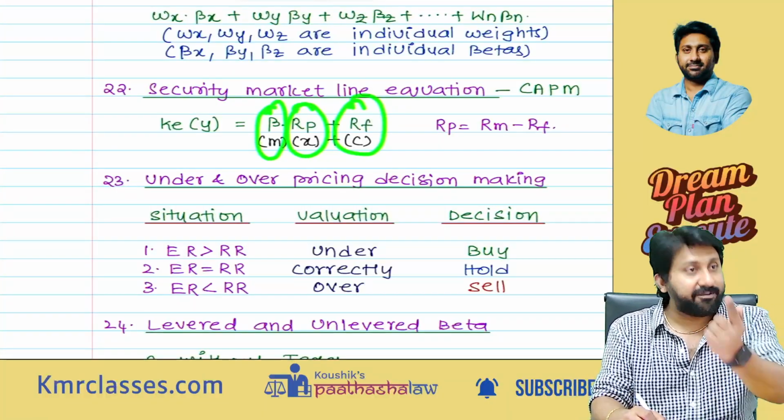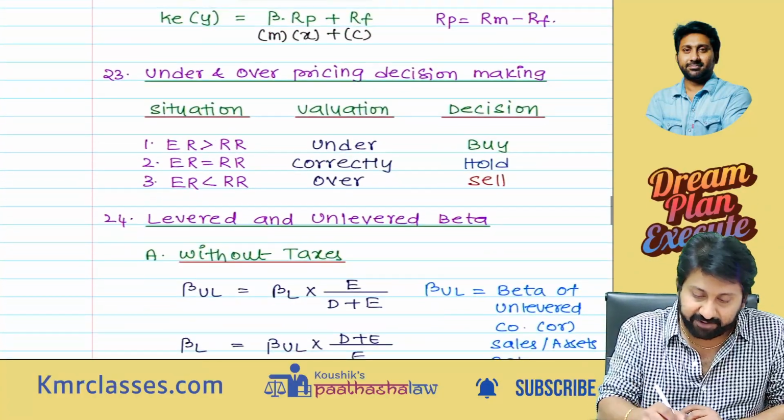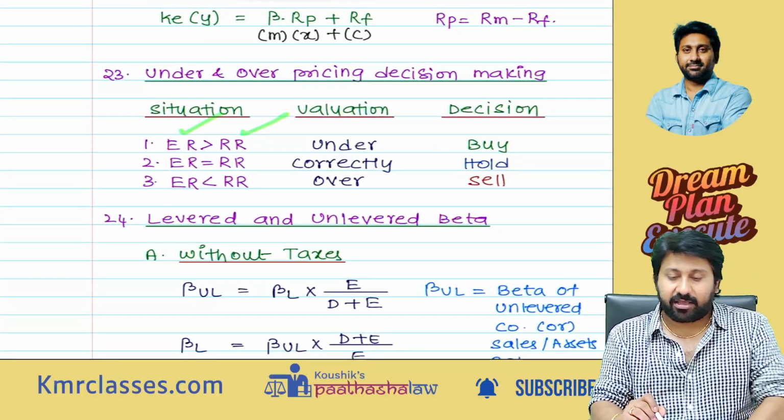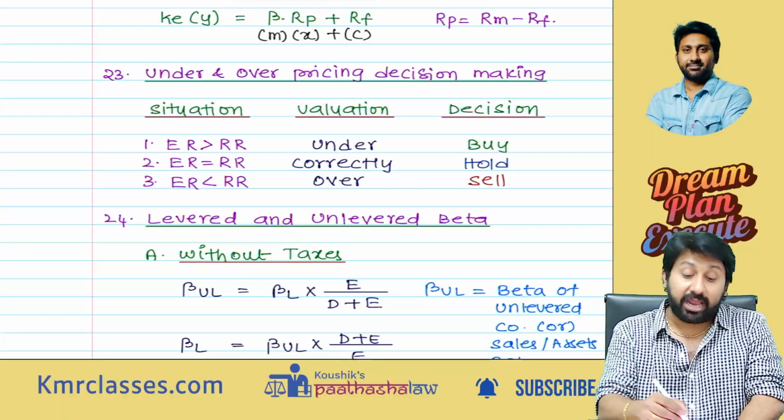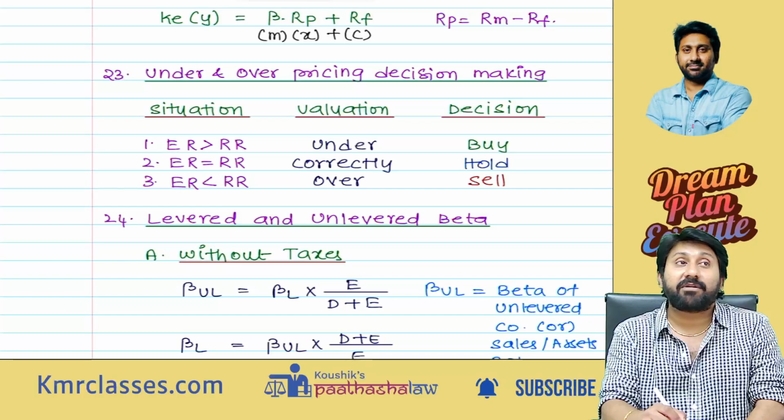Beta of a security, if you give me, I can calculate Ke just like that. If expected return is more than required return... Expected return, how to calculate ER, how to calculate RR? Expected return is calculated with the normal formula.